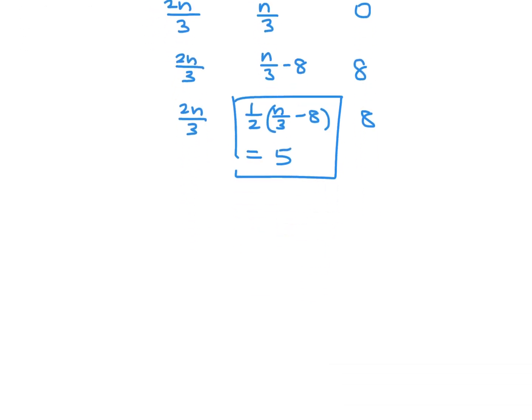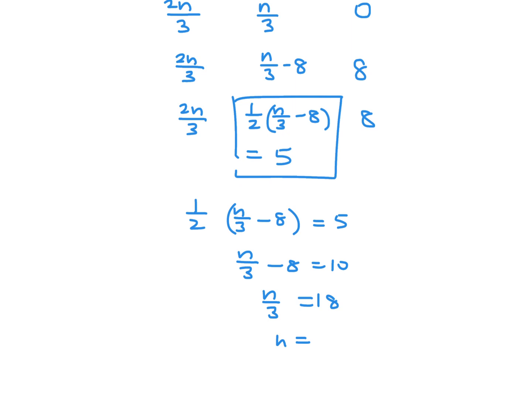So let's solve it. So we have 1/2 times (N over 3 minus 8) is equal to 5. Multiply through by 2, and we get N over 3 minus 8 is 10. N over 3, therefore, is 18. And therefore, if you multiply through by 3, you get 54.